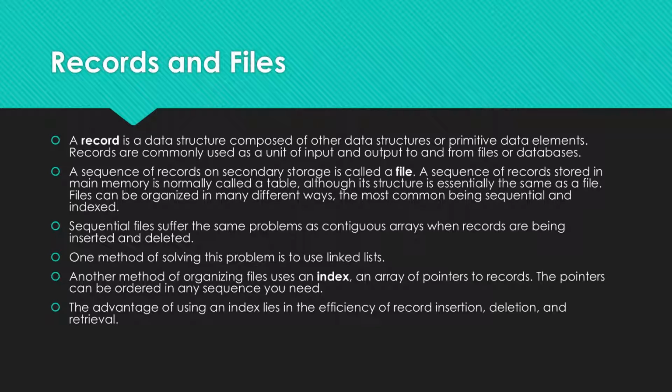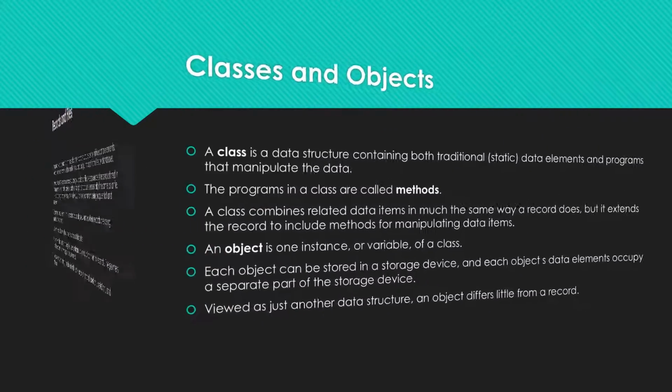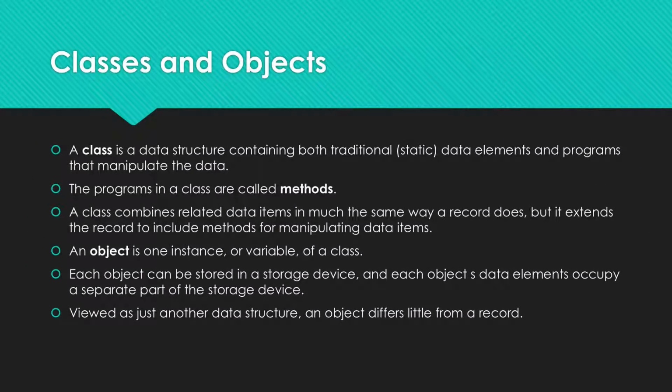Another method of organizing files uses an index, an array of pointers to records. The pointers can be ordered in any sequence you need. The advantage of using an index lies in the efficiency of record insertion, deletion, and retrieval. Classes and objects. A class is a data structure containing both traditional static data elements and programs that manipulate the data. The programs in a class are called methods. A class combines related data items in much the same way a record does, but it extends the record to include methods for manipulating data items.